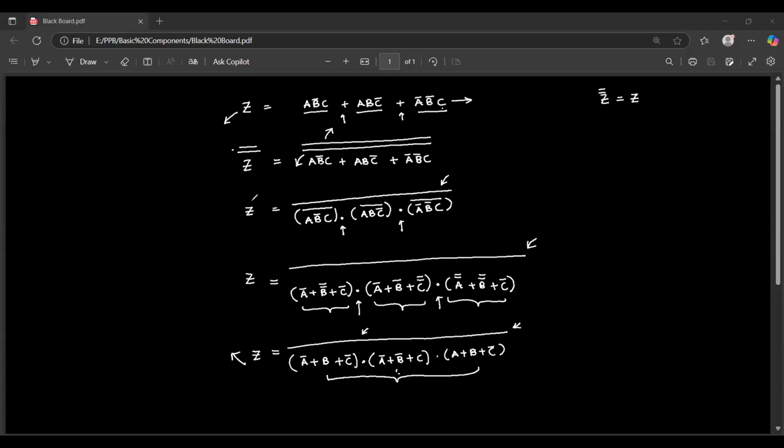Okay, using the double bar to convert the structure of the expression. I know this is not exactly what we needed. We are not converting exactly from POS to SOP or SOP to POS. We are just making some changes so that the structure of the expression changes. Just a few arrangements and the structure of the expression has changed.